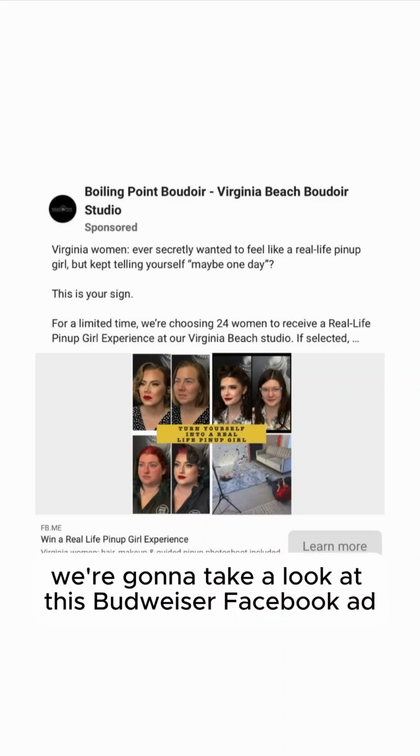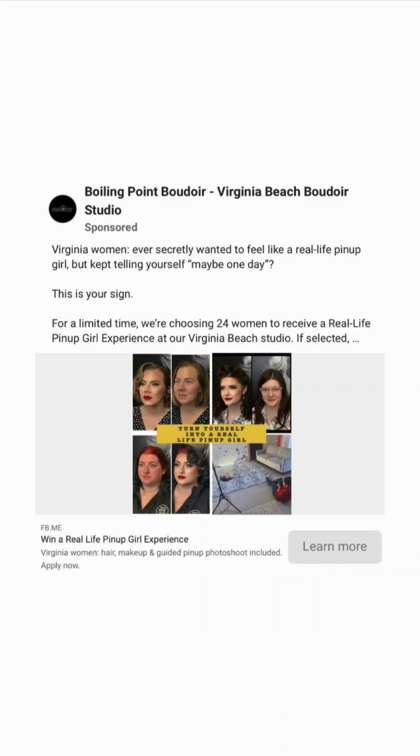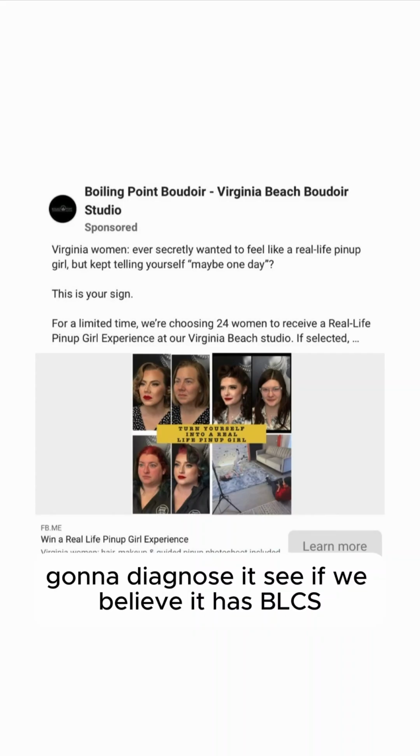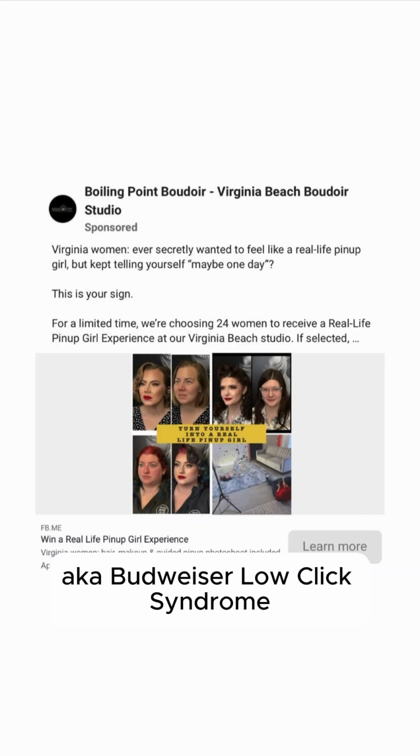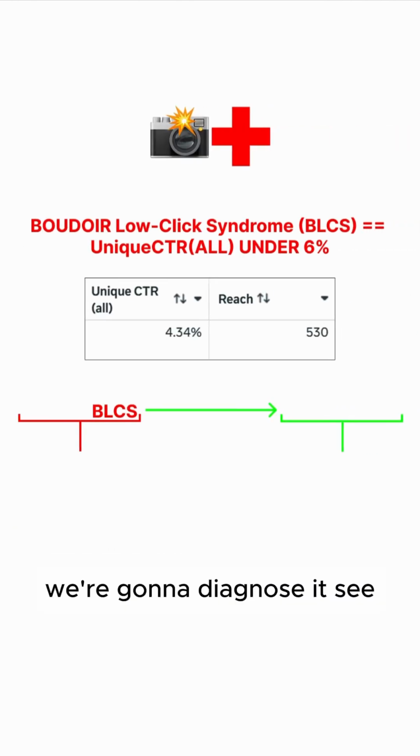All right, y'all, we're going to take a look at this boudoir Facebook ad. We're going to diagnose it, see if we believe it has BLCS, aka boudoir low click syndrome, and see what our thoughts are.